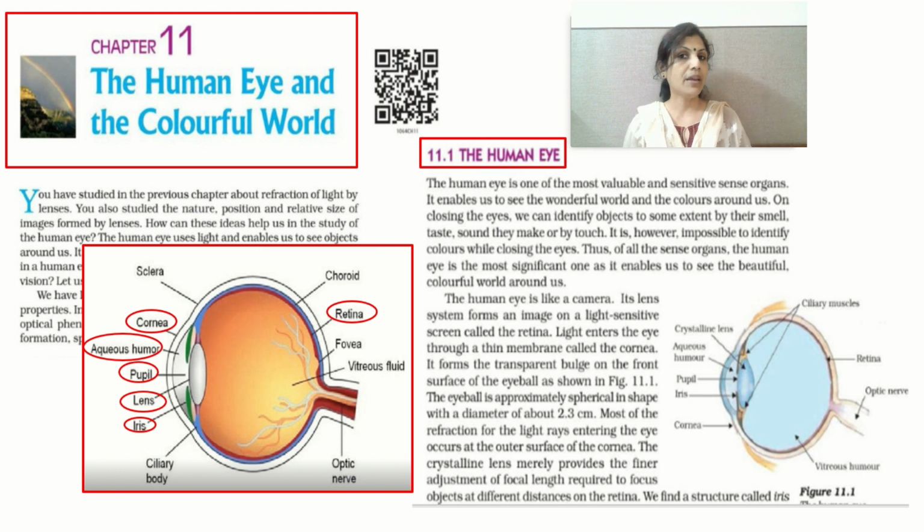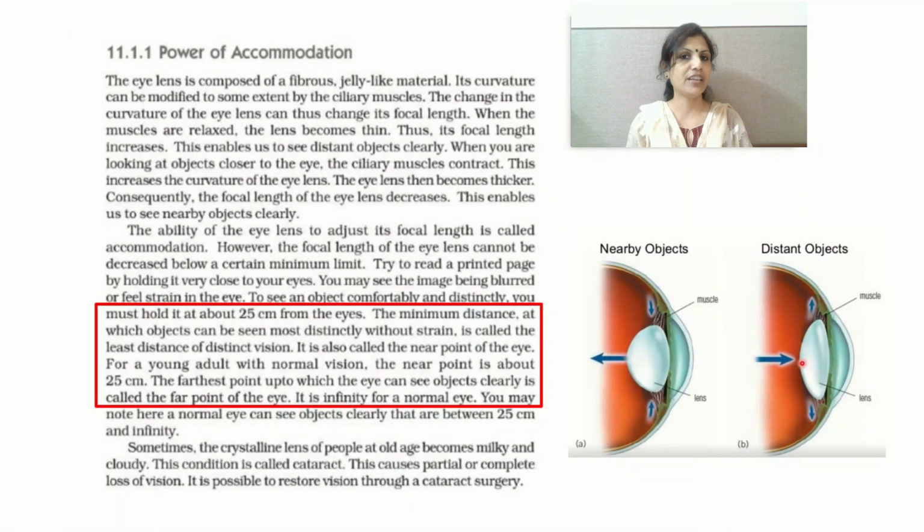Now once the image is formed, the signal has to reach the brain, and that is done through the optic nerve. So this is how our eye functions and we get the sensation of vision. The next page of our textbook has the heading Power of Accommodation. And power of accommodation is the main function of the crystalline lens.